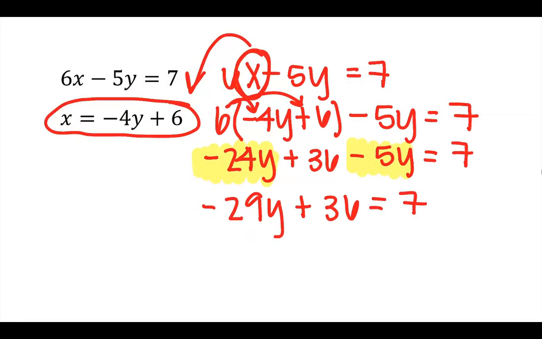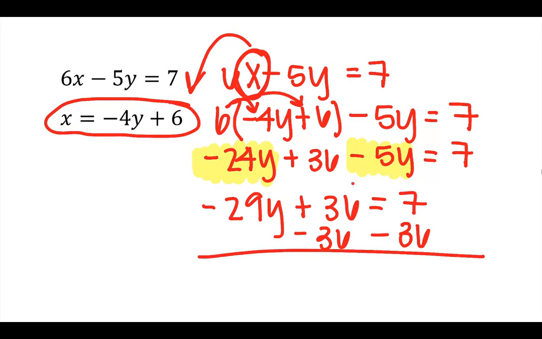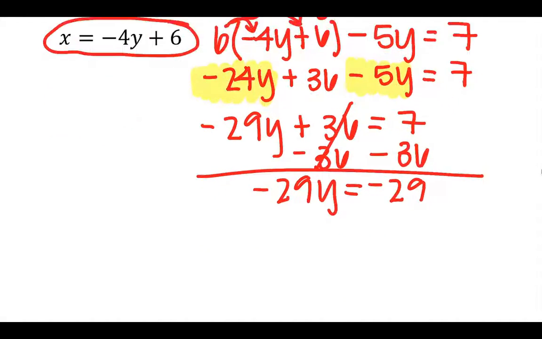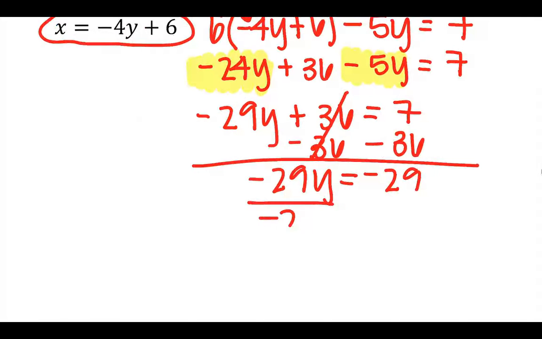Let's get y by itself. So I'm going to subtract 36 from both sides to get rid of it. I've got -29y equals -29. Now I just want one y, so I'm going to divide everything by -29. It turns out really pretty because I've got y equals +1.